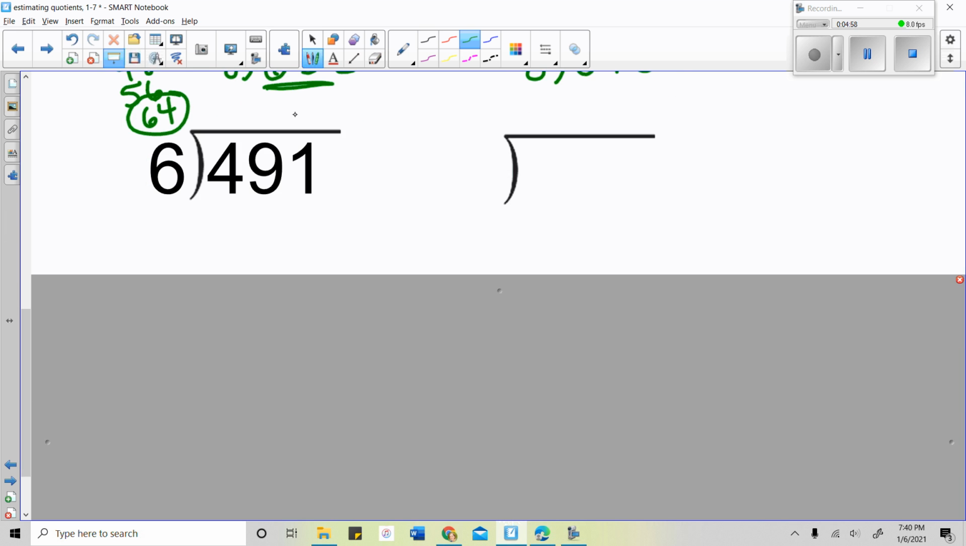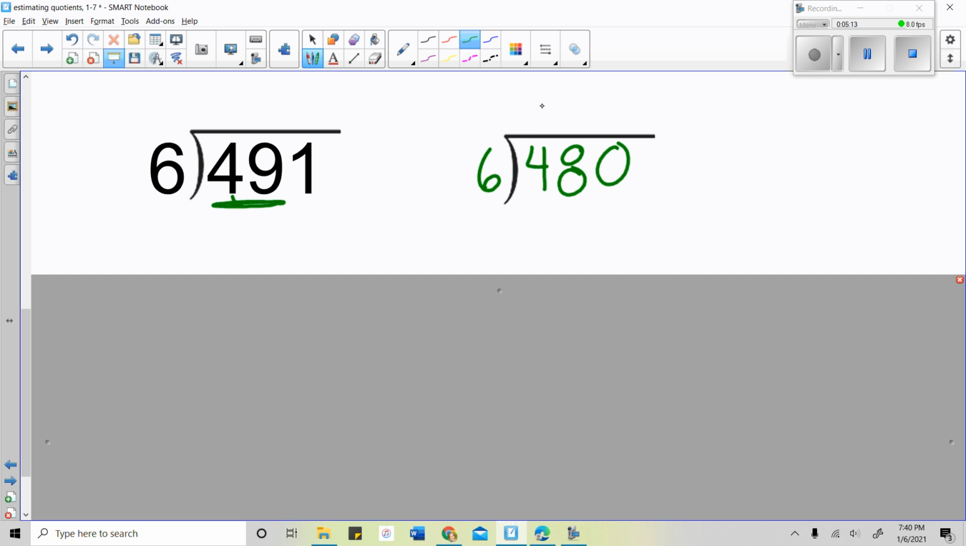Okay, so next one, write it down. Underline the 49. Pause the video. Okay, so the compatible number to 49 would actually be 48. And then you're going to put a 0 on the end. So 6 goes into 4 0 times. It goes into 48 8 times, and it goes into 0 0 times. So your estimate is 80.